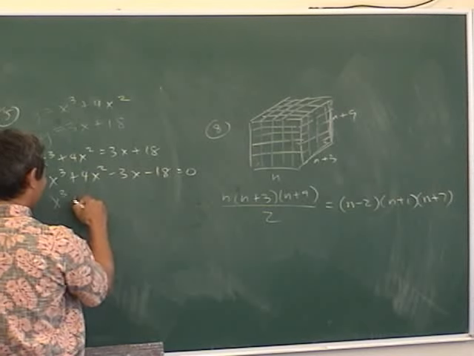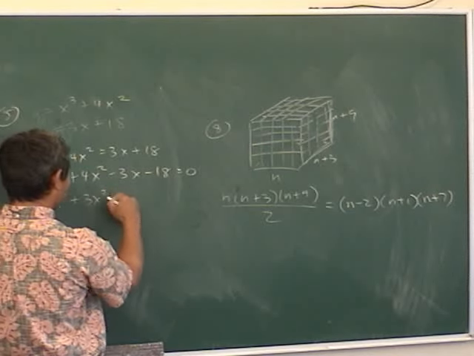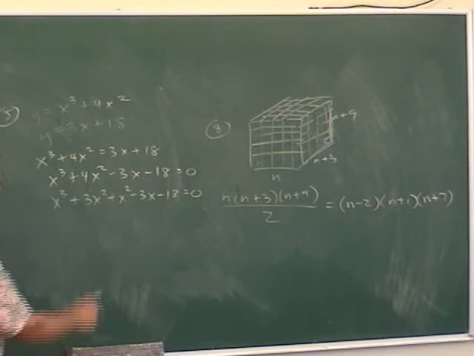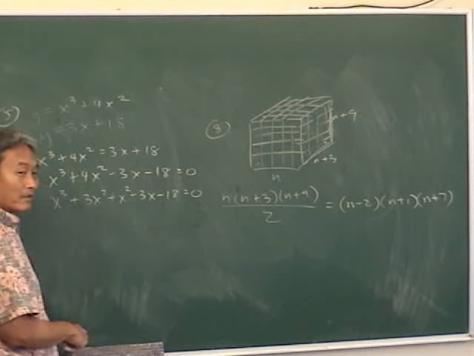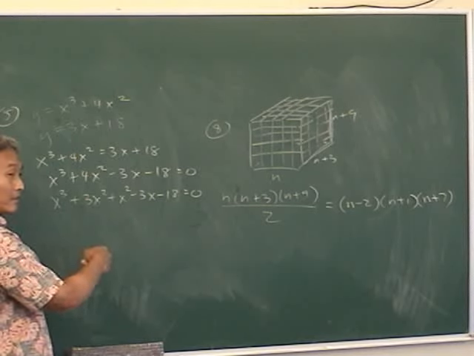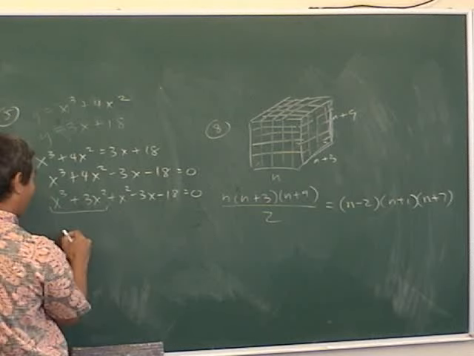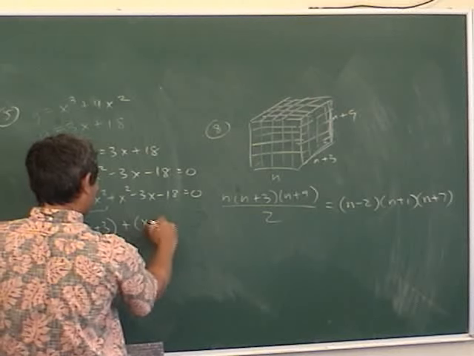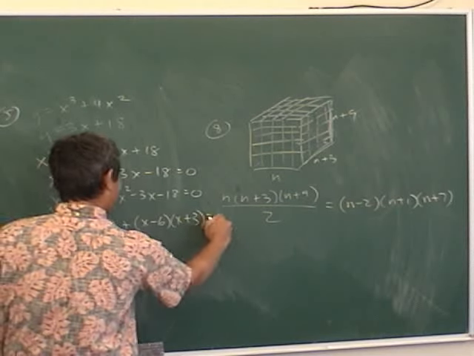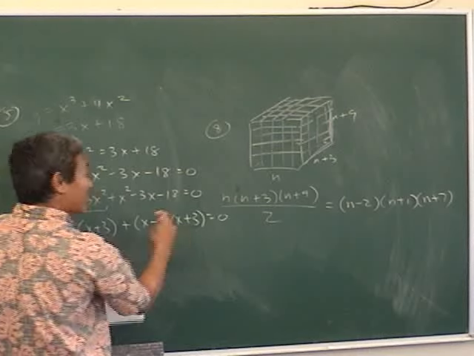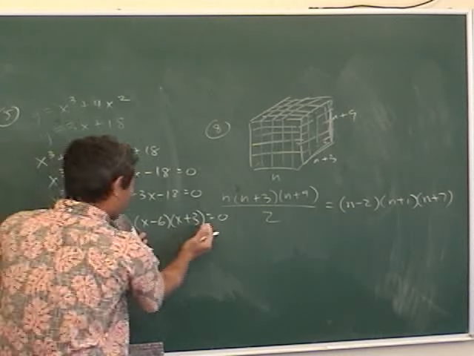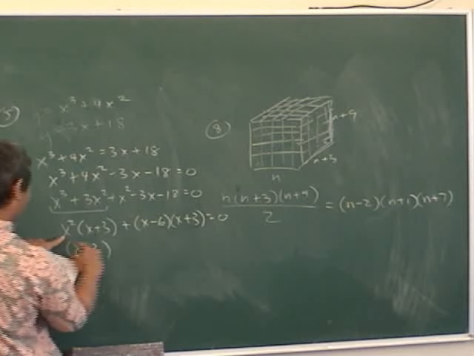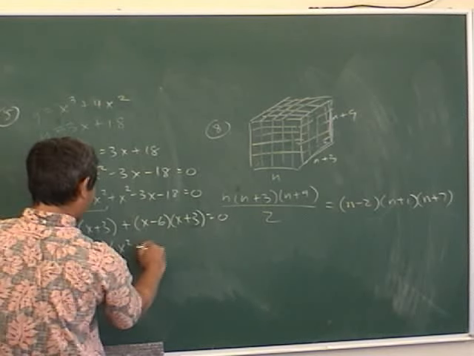Okay, now if you have foresight, can you see that this will work? You split up the 4x squared into 3x squared plus 1x squared. Do you see that that's going to work? Because when you group it like this, what can I factor out? An x squared. What's left is x plus 3, plus, and how do you factor this? x minus 6, x plus 3. See, they have a common factor of x plus 3. That's the key. You have to get a common factor here and here in order for factor by grouping to work. So it's x plus 3, and what's left is x squared plus x minus 6.